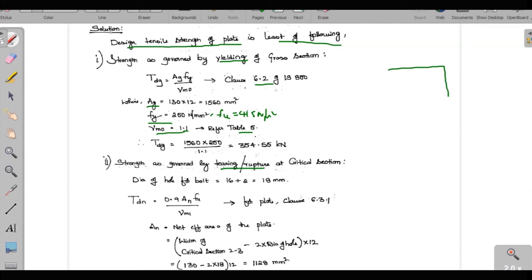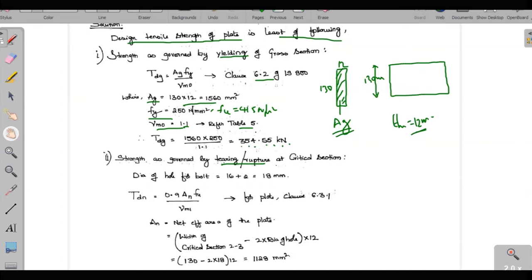So as we see earlier in the equation, this is the plate. The width of the plate is 130 mm and thickness of the plate is 12 mm. So what would be the area? This is how the cross section is going to look. This is 12 and this is 130. So what is the cross sectional area? Ag, gross area Ag, that is 130 into 12. So on calculation, you get 354.55 kilonewton. Okay, so now let us go into the second one.